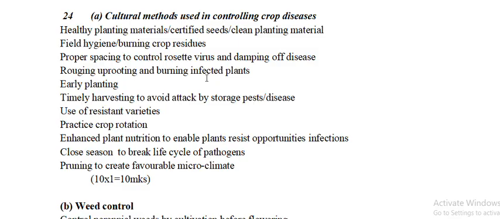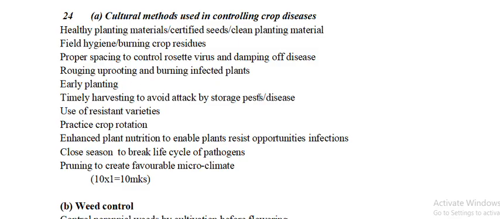Cultural methods used in controlling diseases. And the first one, you have healthy planting materials or certified seeds or use of clean planting materials. Then field hygiene or burning crop residues. We have proper spacing to control rosette virus and damping off disease. Can do roguing, and that is uprooting and burning infected plants. Then early planting to escape certain diseases.